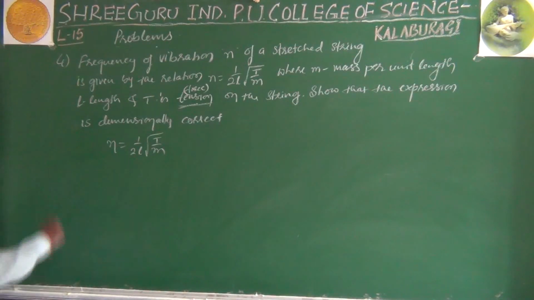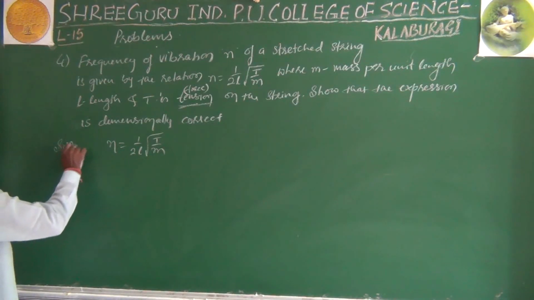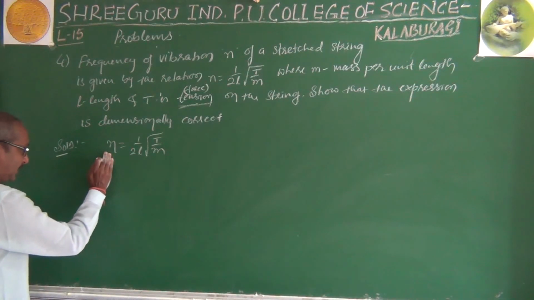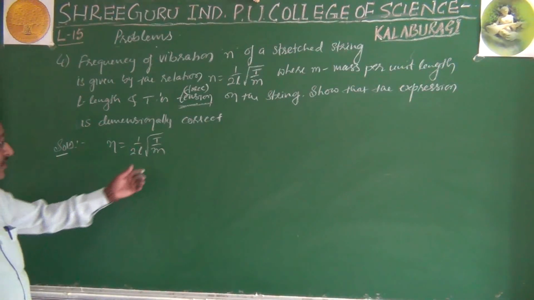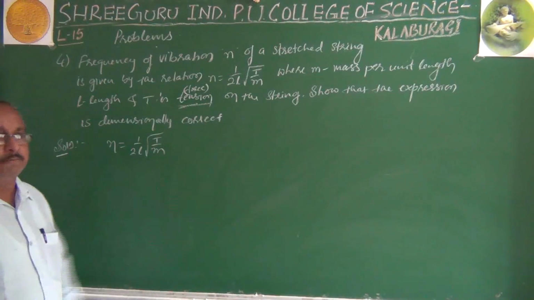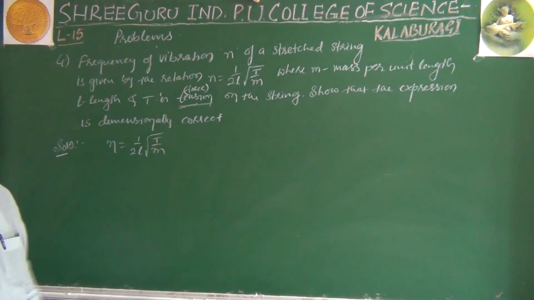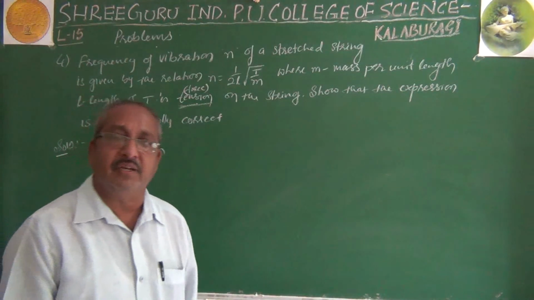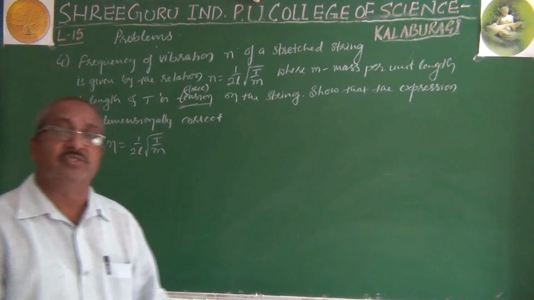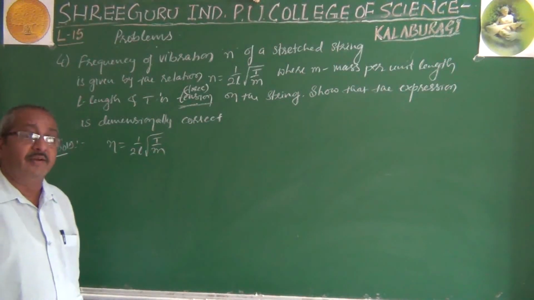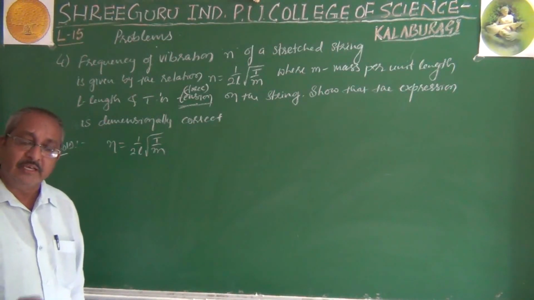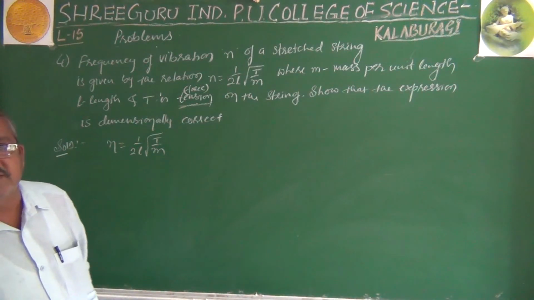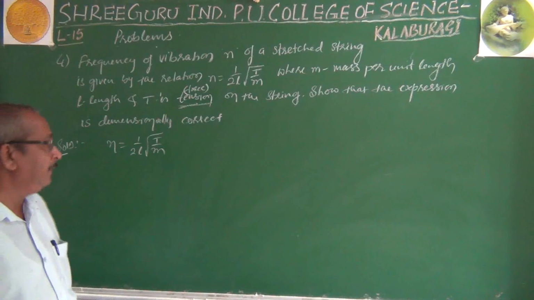If you want to check whether the equation is dimensionally right or wrong, for that we have to go for dimensions of LHS and dimensions of RHS, and they must be the same. If on both sides the dimensions are the same, then we will say the given equation is dimensionally correct. If we get both the same dimensions, then we say the given equation is dimensionally correct.